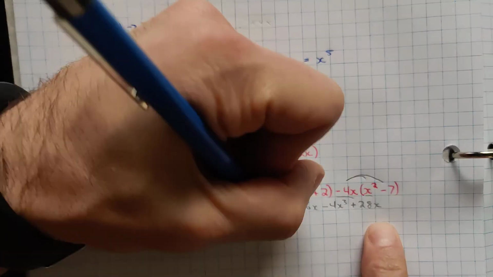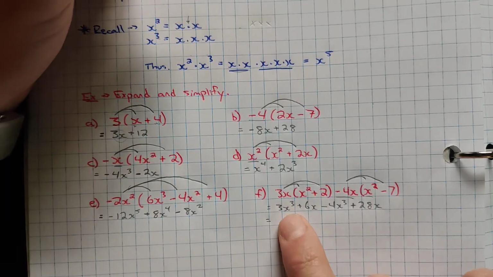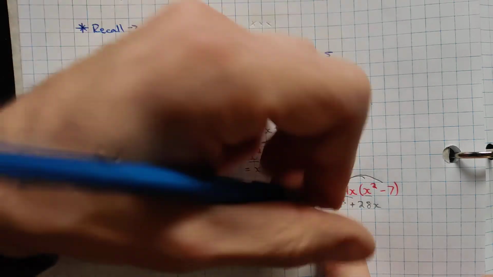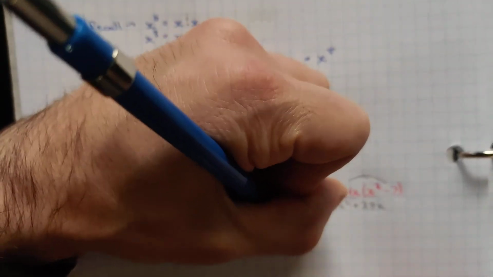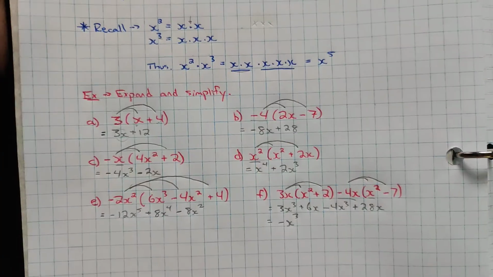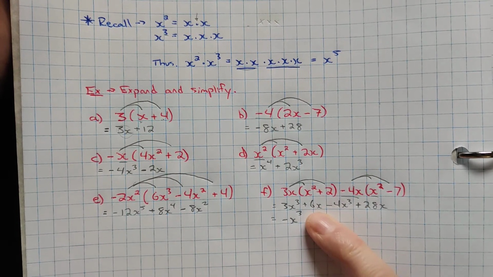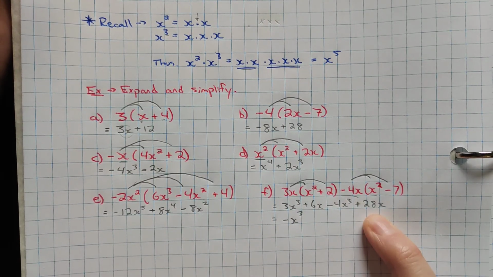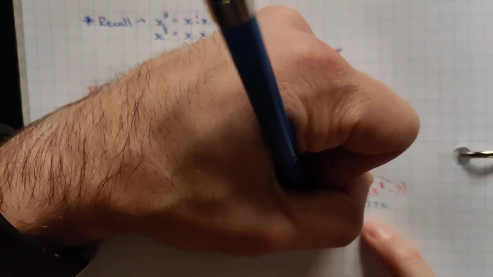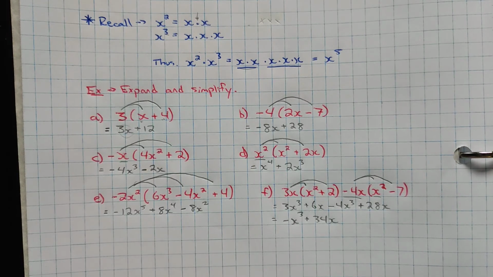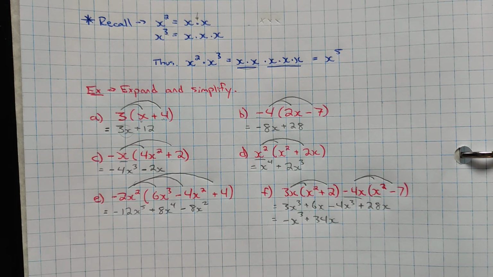Now we can collect our like terms to simplify this. We have 3x cubed minus 4x cubed. That's going to leave me with a negative 1x cubed. And then we have 6x plus 28x. 6 plus 28 is going to give me 34x. And there we have our equation simplified.